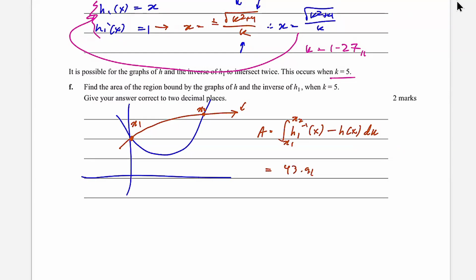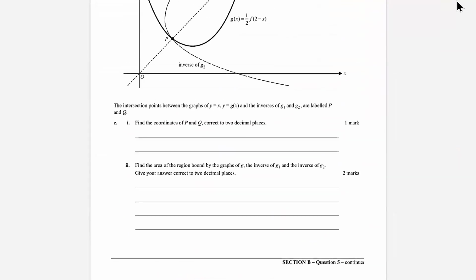Or alternatively, you could write this down. You could find your x-intercepts and write it down, but you can just go to the graphing page and find the area that way. Either works. So is there anything else I should go through?